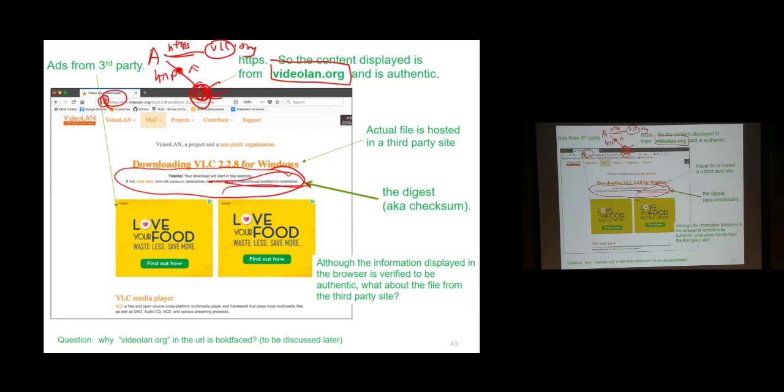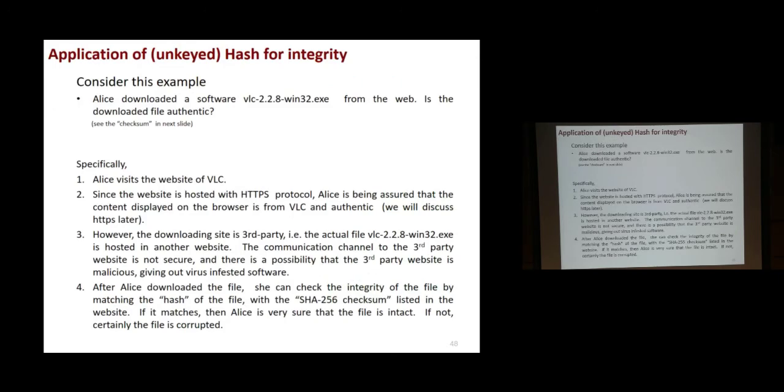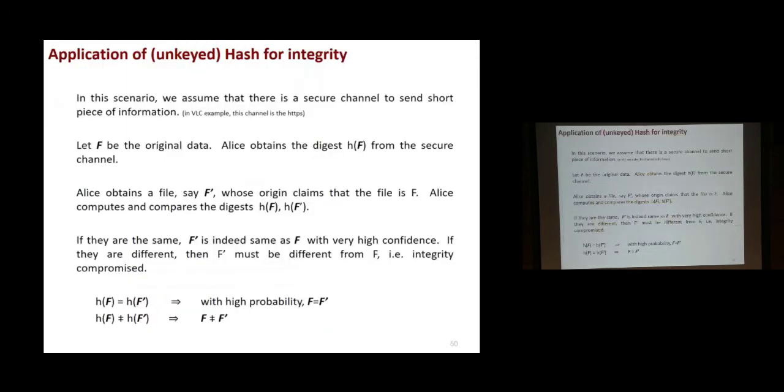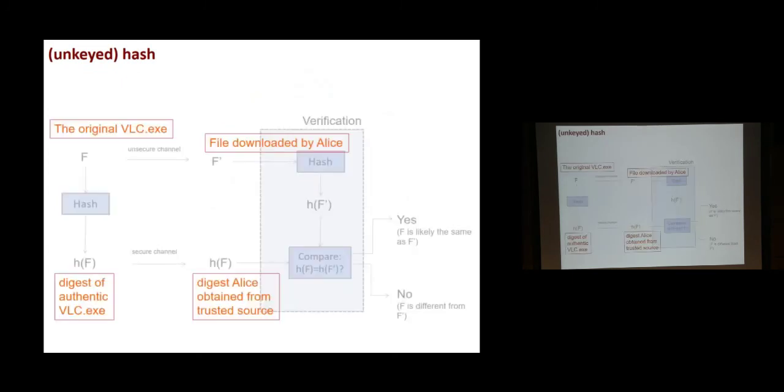So there's this extra step here. You look at the picture, it's something like that, right? So Alice downloads a file, and computes the checksum, and checks whether it's the same as the checksum displayed on the website.